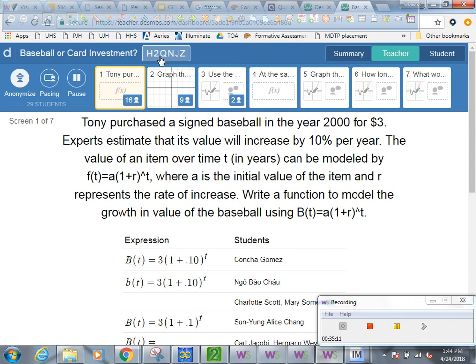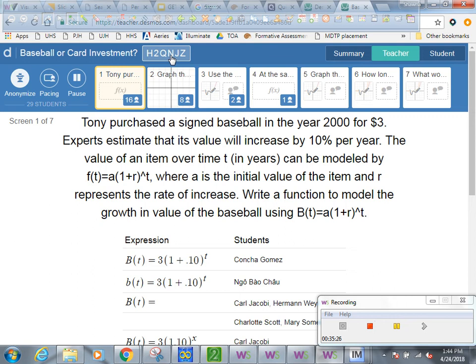It's H2QNJZ. I'll write it up here. H2Q, and then space, NJZ.